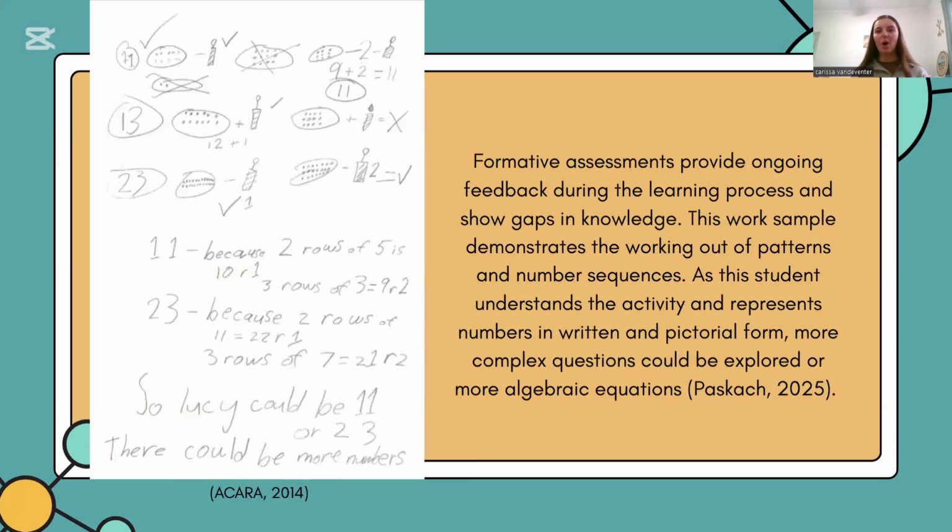Formative assessments provide ongoing feedback during the learning process and show gaps in knowledge. This work sample demonstrates the working out of patterns and number sequences. As the student understands the activity and represents numbers in written and pictorial form, more complex questions could be explored or more algebraic equations. And algebraic equations are equations that involve signs and letters to represent numbers.